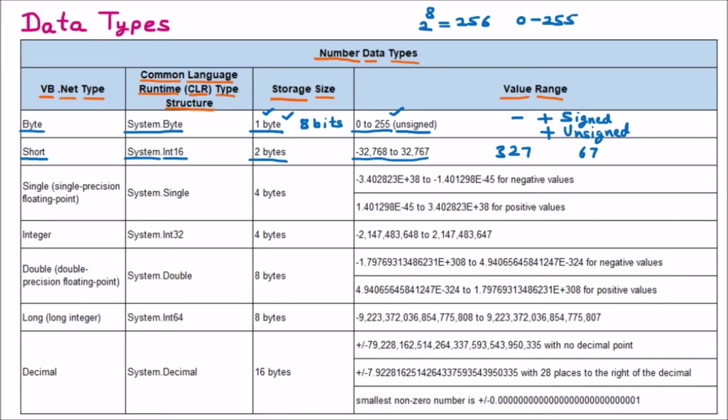Now after that we are having the same category, which is the integer. You can see that it is System.Int32.